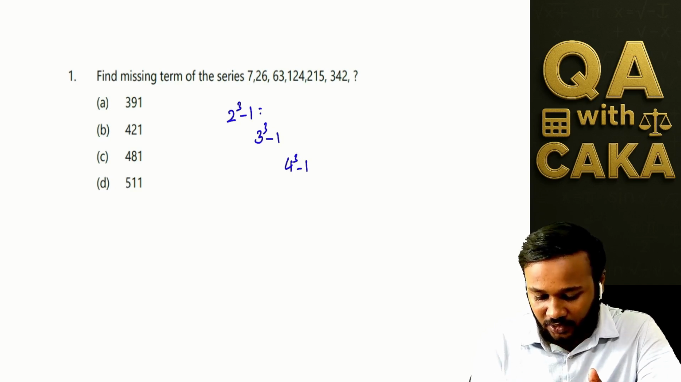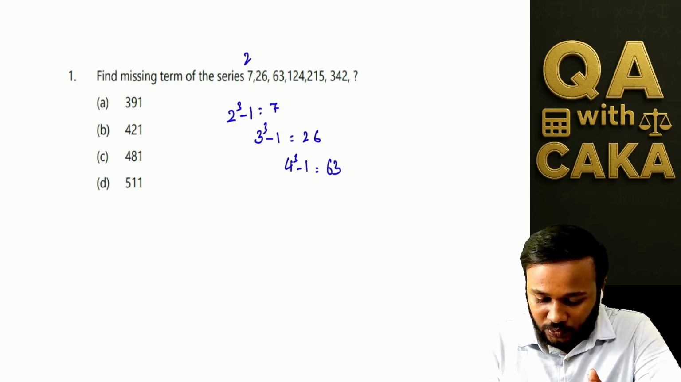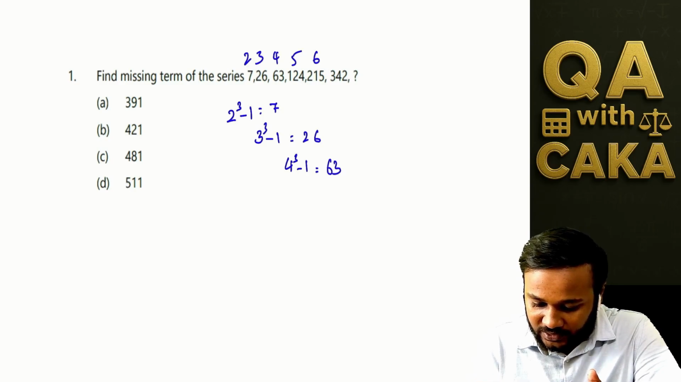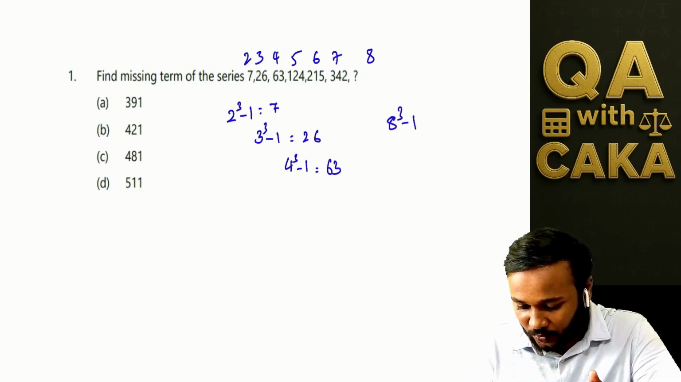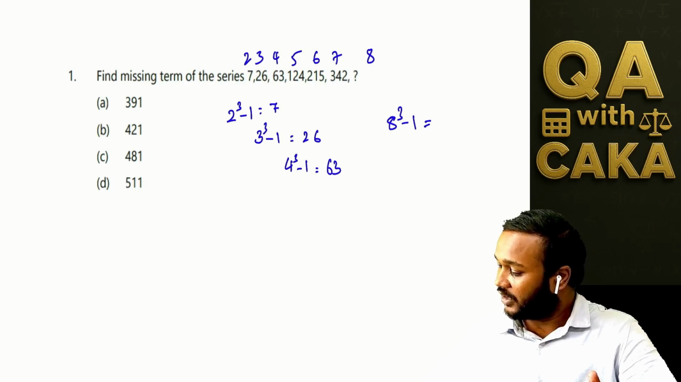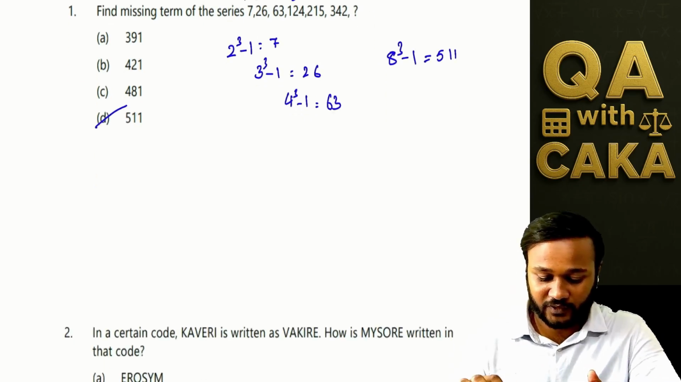Let's check the answers. 2 cube minus 1 is 7. 3 cube minus 1 is 26. 4 cube minus 1 is 63. If you see that way, 2, 3, 4, 5, 6, 7, and 8. So the missing figure should be 8 cube minus 1. Let's check this. 8 cube minus 1 is 511. So option will be D for your first question.